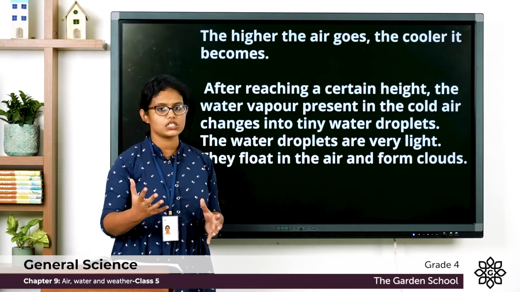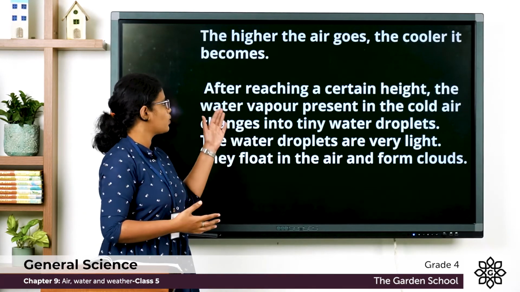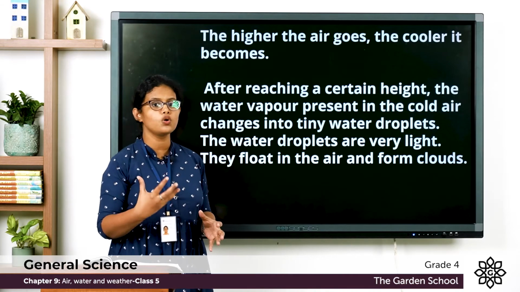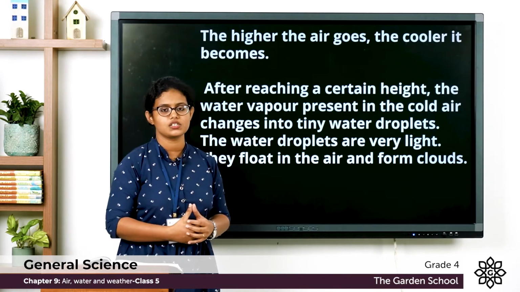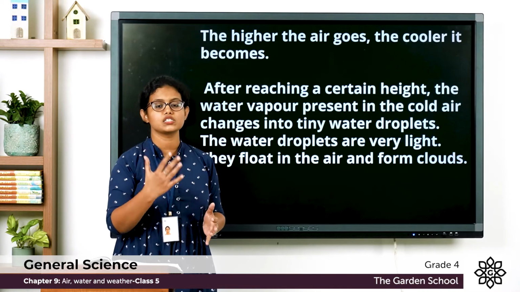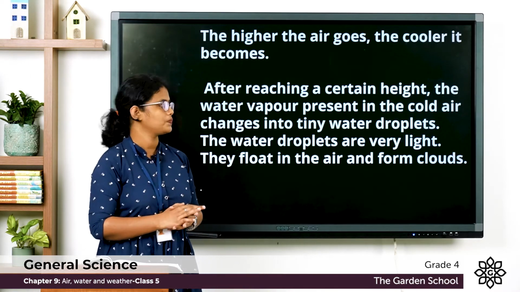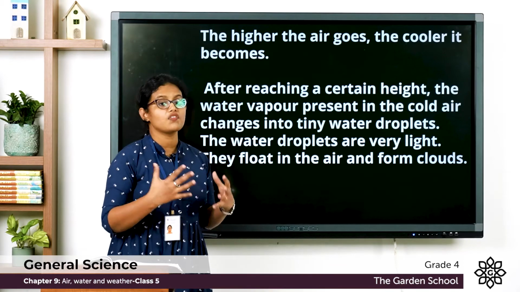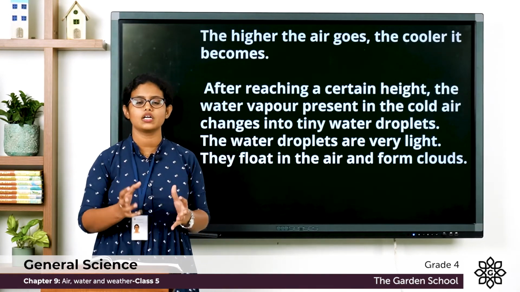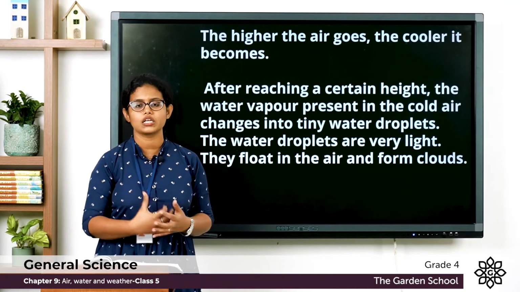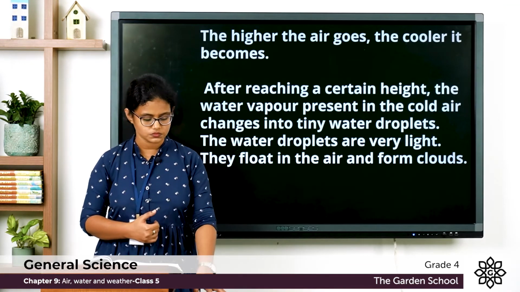After reaching a certain height, what happens? The water vapor present in the cold air changes into tiny water droplets. And what is that process called? It is called condensation. The water droplets are very light and they float in the air and form clouds. So this is how clouds are formed.